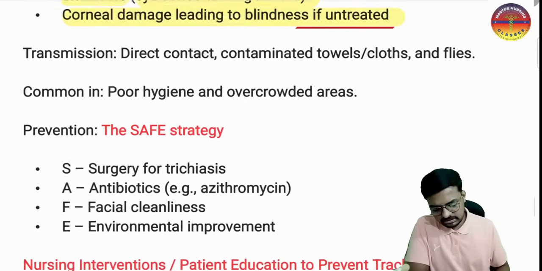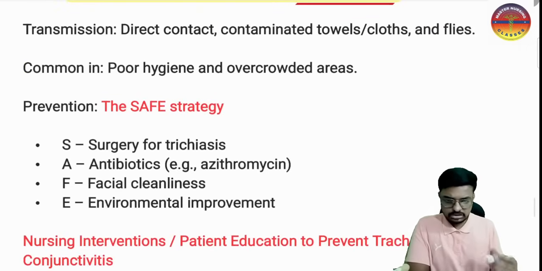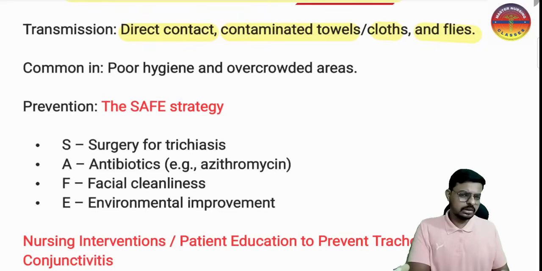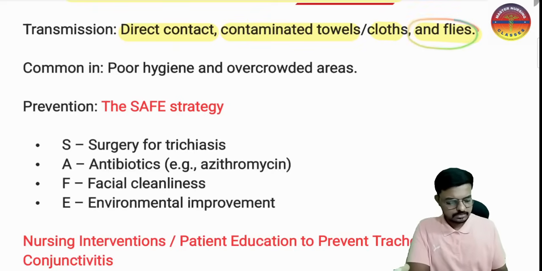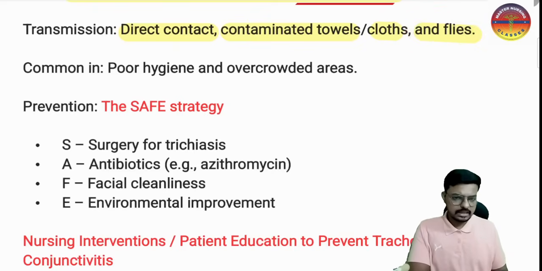How is it transmitted, sir? It is transmitted by direct contact, and by contaminated towels, cloths, kerchiefs, and flies also. So the treatment strategy includes environmental control and environmental improvement, as well as control of flies, which is very important. I will teach you that in the strategy, right?